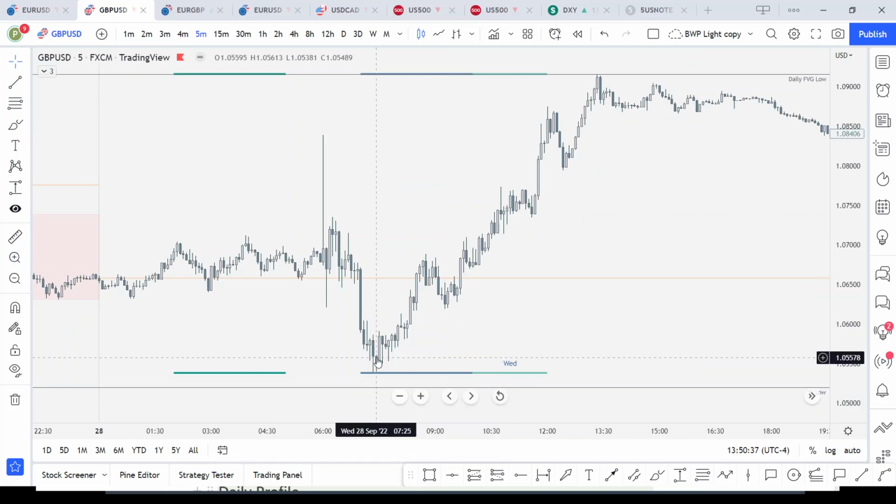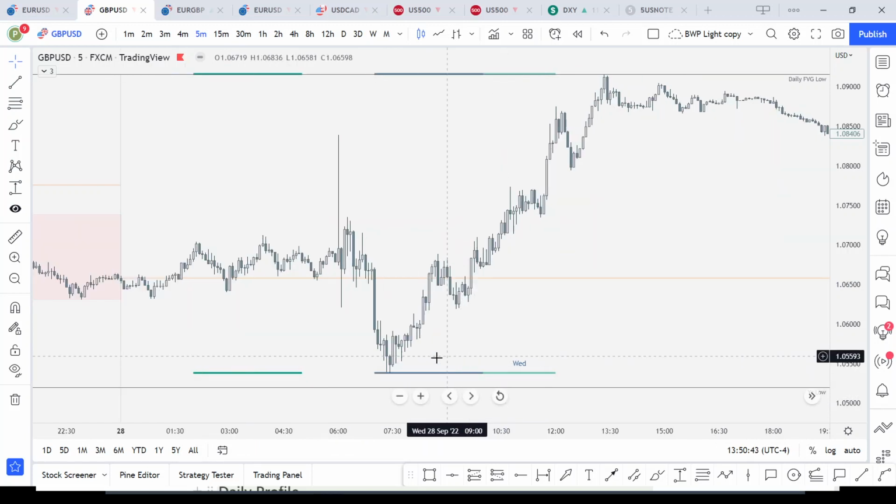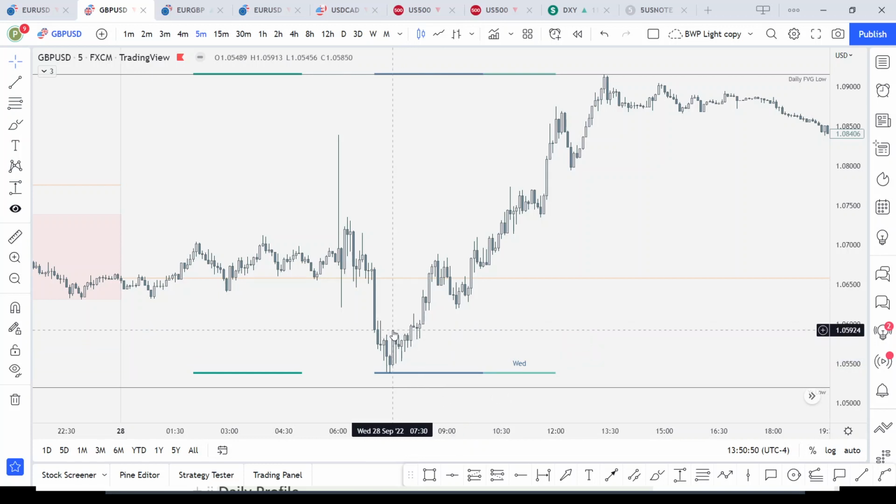You can see price traded below all these lows. Short term shift in market structure. Here there is no fair value gap. Another short term shift. This is a short term high. Fair value gap this time around. So you could enter here and use this low as your entry, or 10 pips below it. Personally I'm going to be using 10 pips below the low of the day.